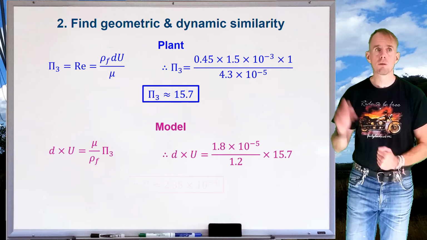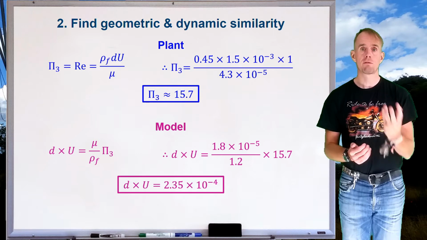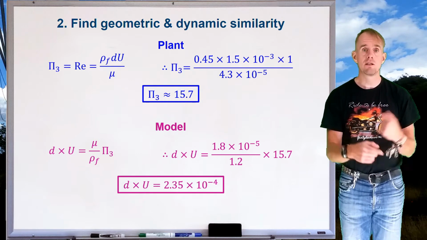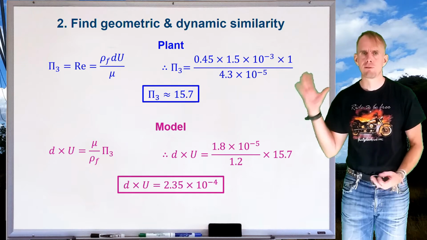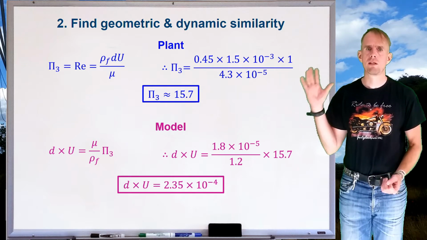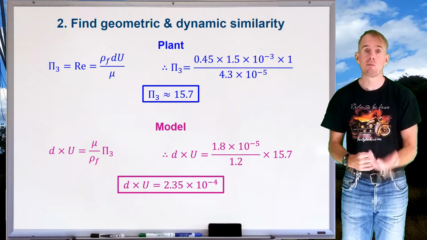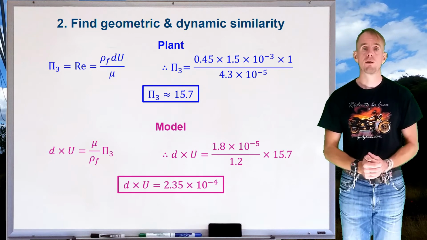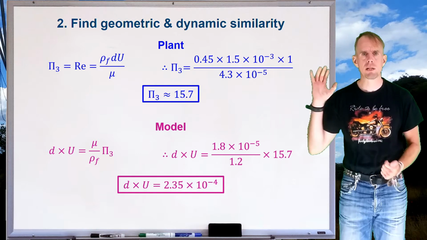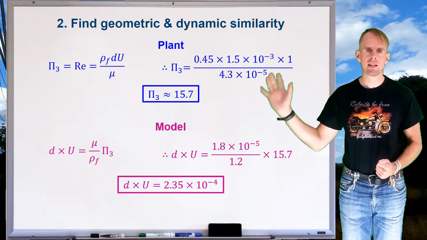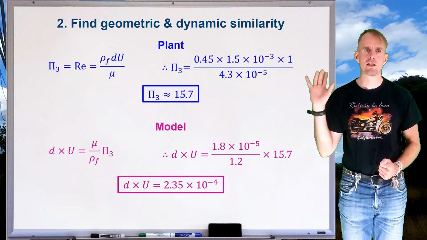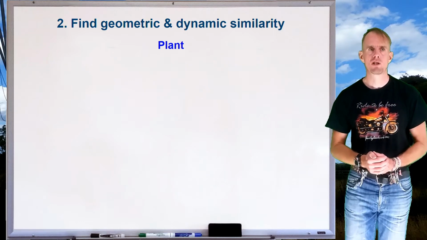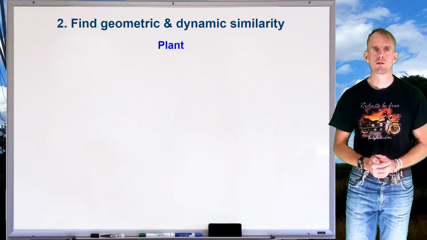So for our scale model, we can use pi3's value, 15.7, to work out what D and U should be, but we don't have quite enough information to work out what D and U should be individually. We can, however, work out their product. So the product DU is 2.35 times 10 to the minus 4, and we need more information to individually calculate both D and U. So let's see how we can get more information.